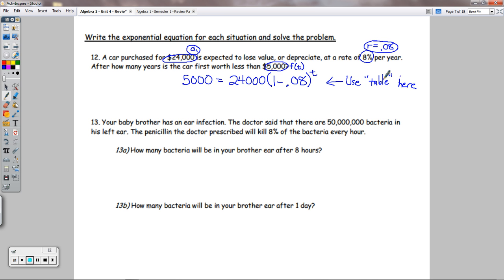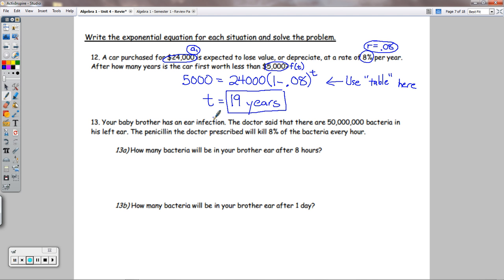And then scroll down until you see less than 5,000 in this case. I've worked this out beforehand, so the first time this happens is at t equals 19 years. So if you plugged in 19 here, in terms of whole numbers at least, this is the first whole number of years where the value of the car is going to drop below 5,000.